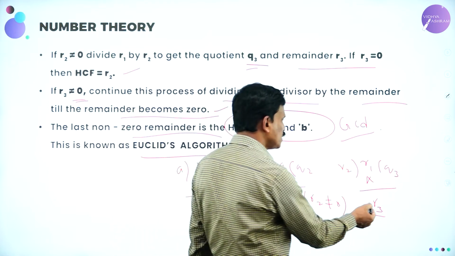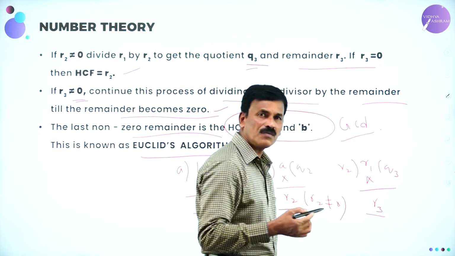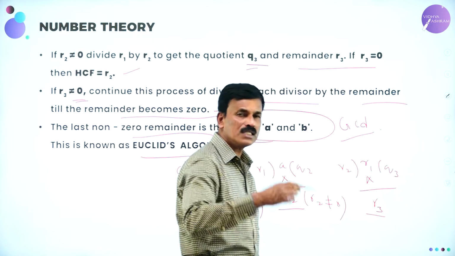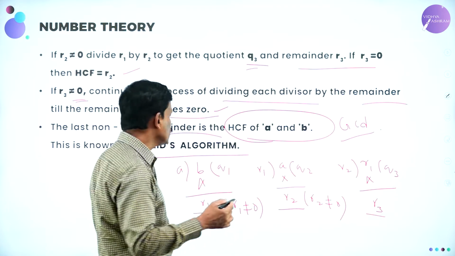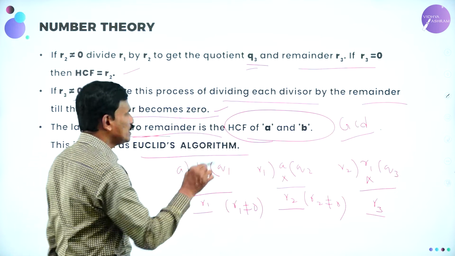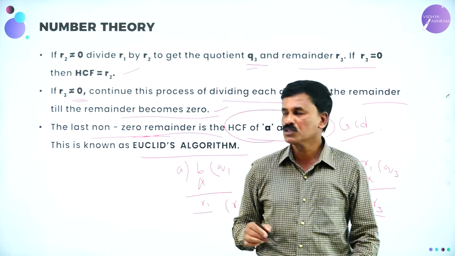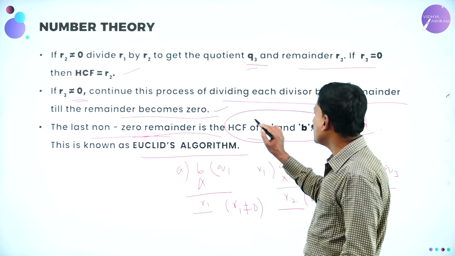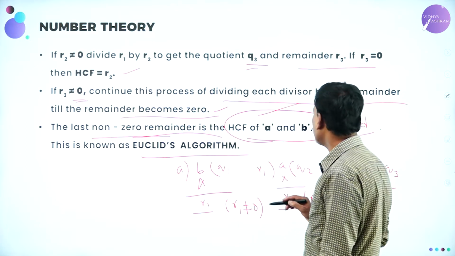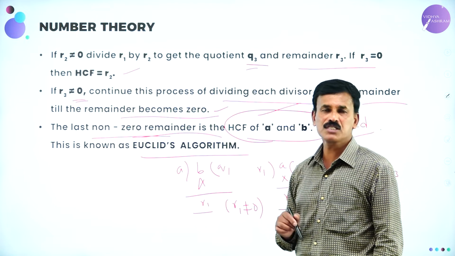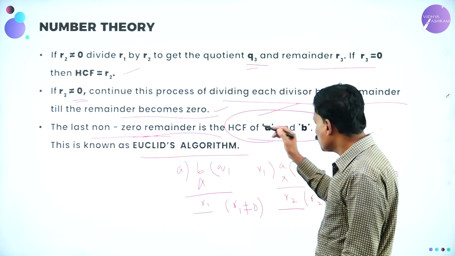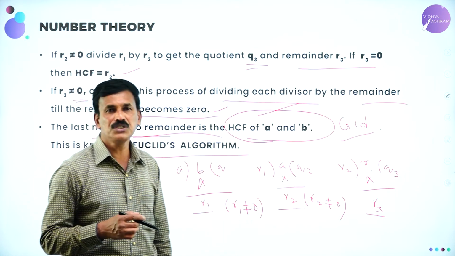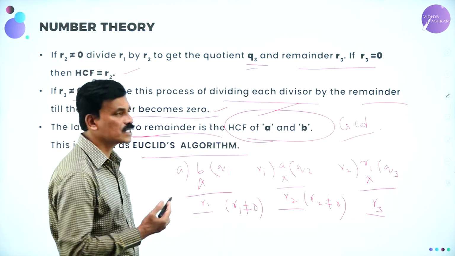Suppose R3 is not equal to 0, then divide R2 by R3 again. This process is repeated until you get a zero remainder. So the last non-zero remainder is the highest common factor of A and B, or the greatest common divisor of A and B. This process of finding the GCD of any two numbers is called Euclid's algorithm method.